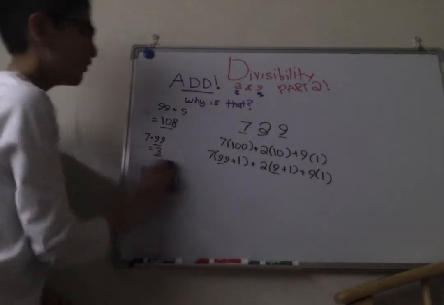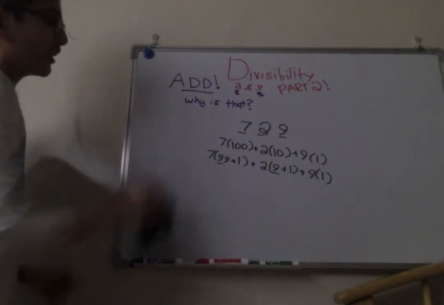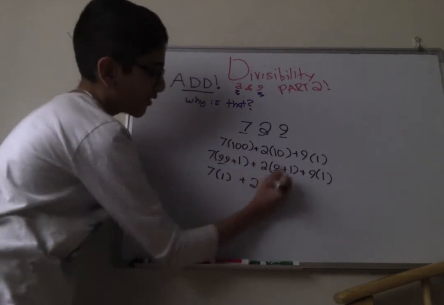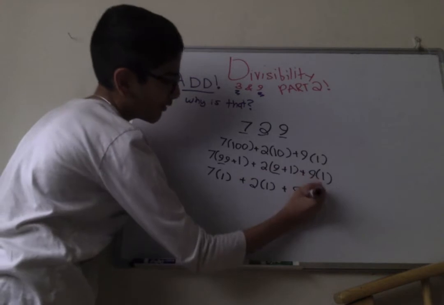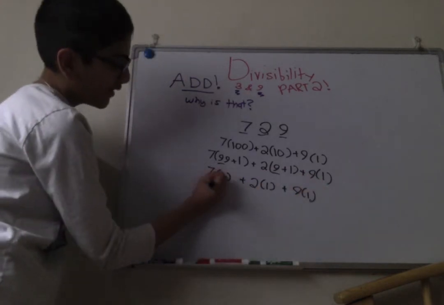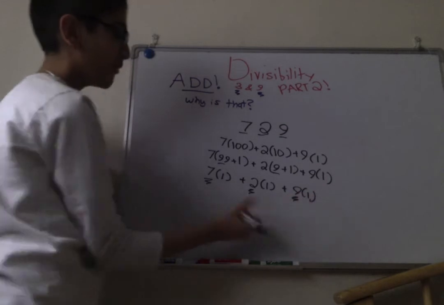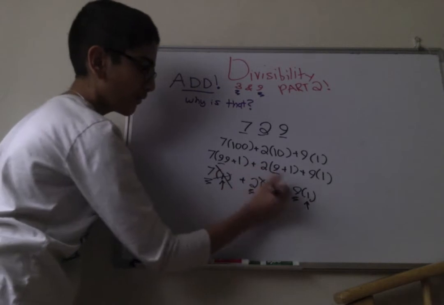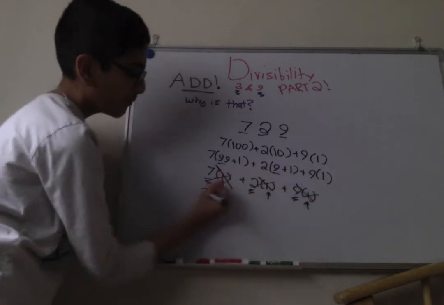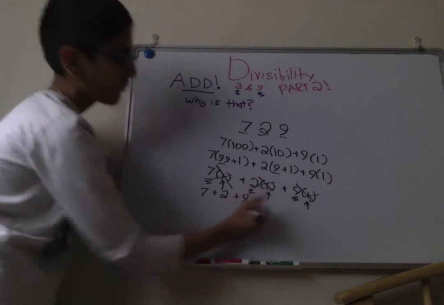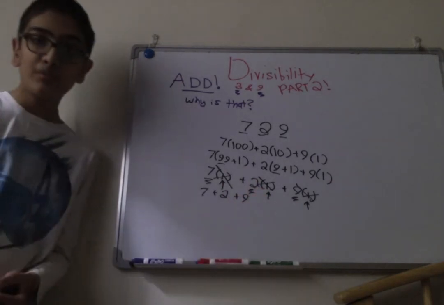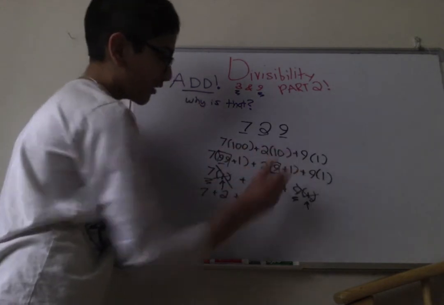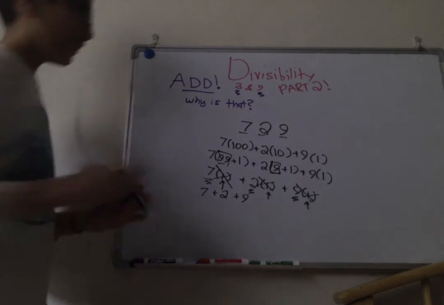So, we don't need to worry about those 99s and 9s anywhere. We can just remove them. We get 7 times 1 plus 2 times 1 plus 9 times 1, which is, coincidentally enough, just the digits when you add them up, because the 1s are essentially obsolete. So we can just remove them, leaving us with 7 plus 2 plus 9. That's kind of cool, isn't it? This also applies with 9, because 99, 9, and nothing are also divisible by 9.